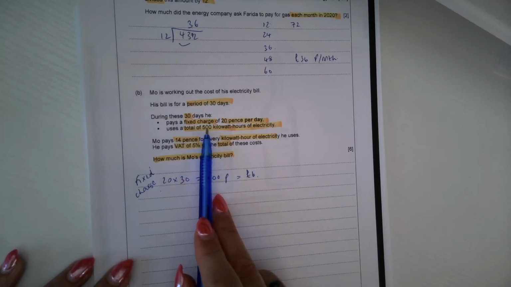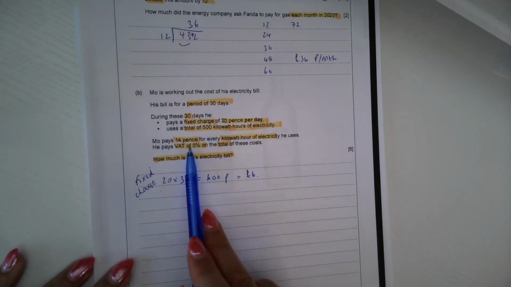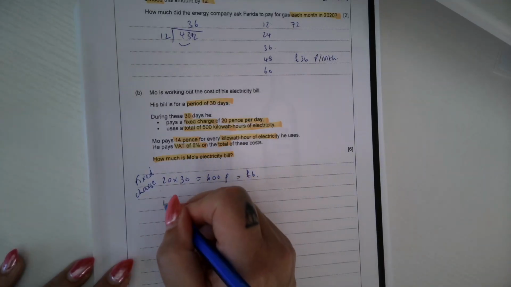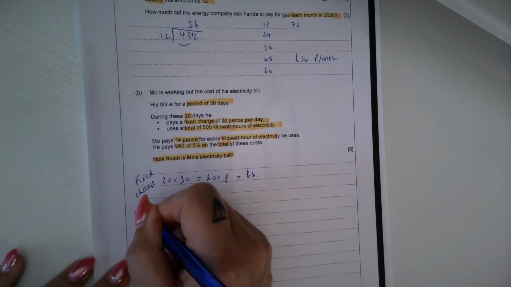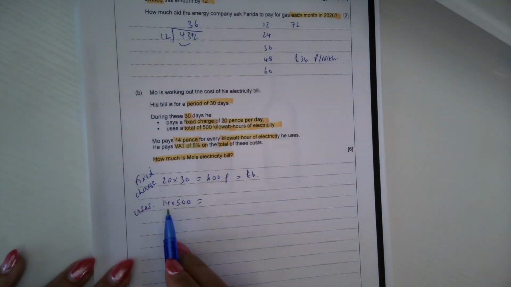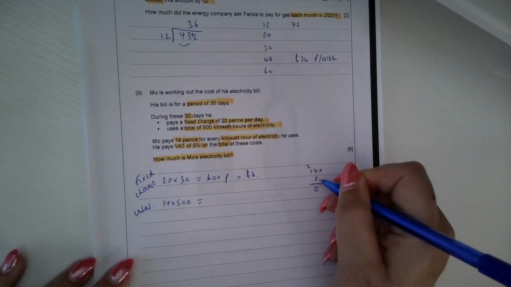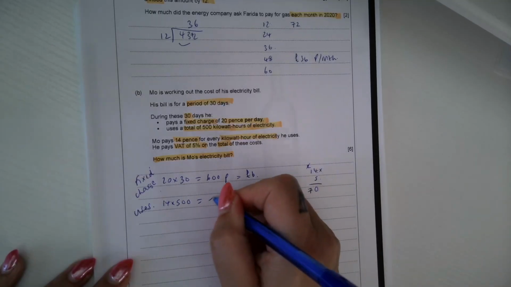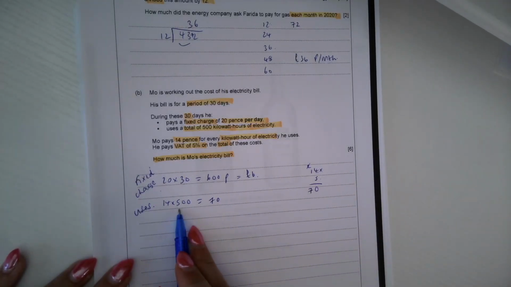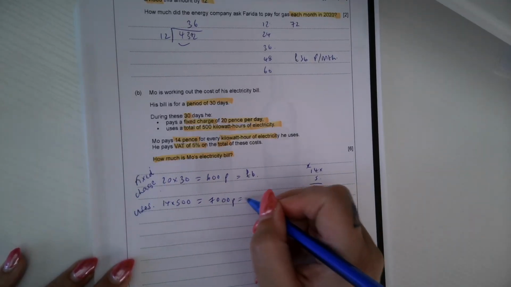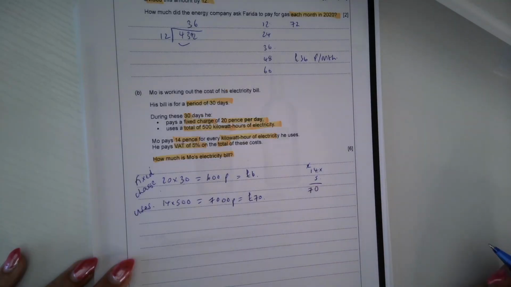He uses 500 kilowatt hours of electricity, and he pays 14 pence for every kilowatt hour of electricity. So we're going to do 14 times 500 for what he uses. Well, 14 times 5, I'm going to do that first. 5 times 4 is 20, 5 times 1, add the 2, 70. So 14 times 5 is 70, 14 times 500 must then be 7,000. Again, that's in pence, so that's £70 in total. We divide by 100 to go from pence to pounds, okay?